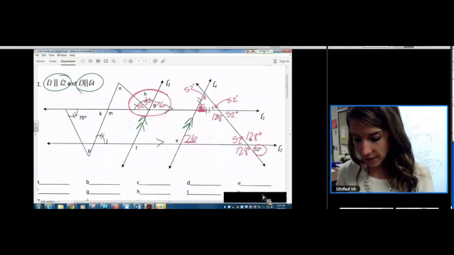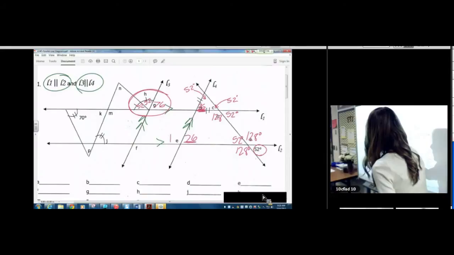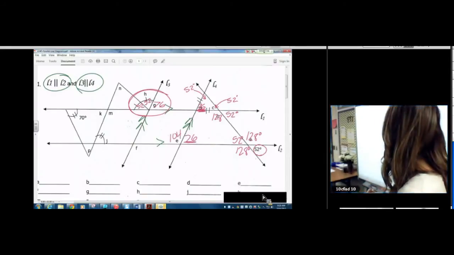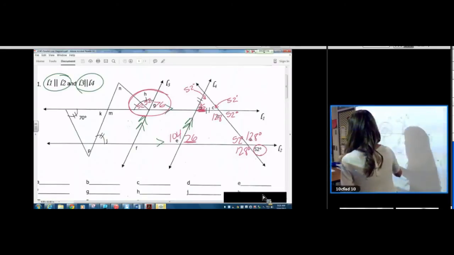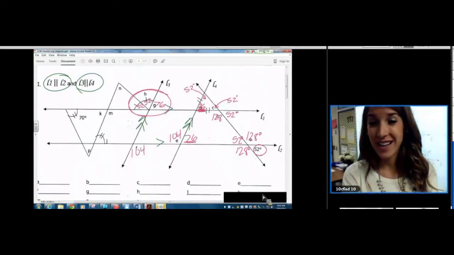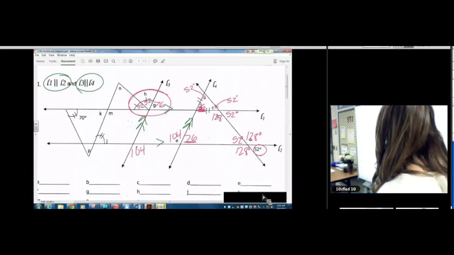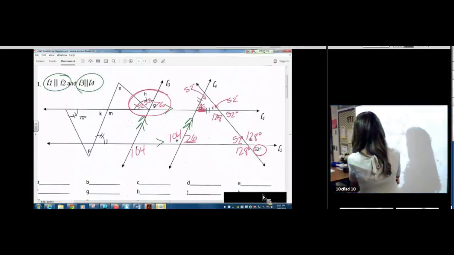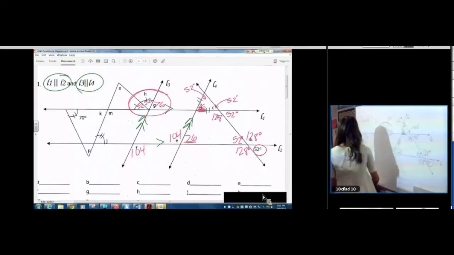Now we need to find the supplement of 76. And this one is 104. Now we can use alternate interior, 104, 104. Alternate interior angles. Cool.